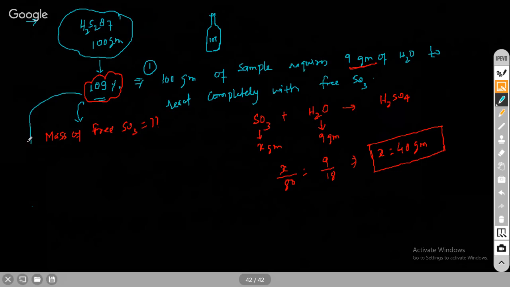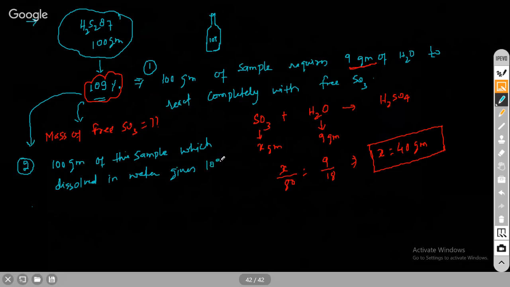The second thing you can understand from this, you can solve the question with this definition also. And the second thing is that this 109% also means that 100 gram of this sample, when dissolved in water, gives 109 gram of H2SO4.